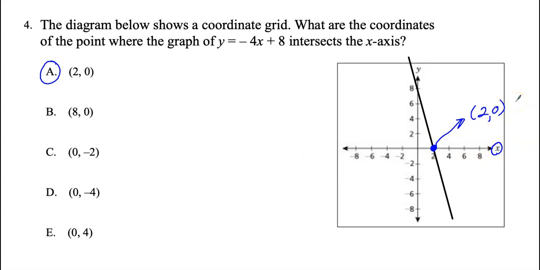So I showed you a test-taking strategy to get around graphing this and using your answer choices to help you. Now, if you're good at graphing, you could have simply graphed this equation on a separate sheet of paper and just noticed that it crossed here at 2, 0. So that's another way to go about this problem. And there's even another way you could have done this. You could have just plugged in a 0 for the y right here and solved for x. And if you did it that way, when you solved for x, you would have got 2. So in short, there's more than one way to approach this problem.